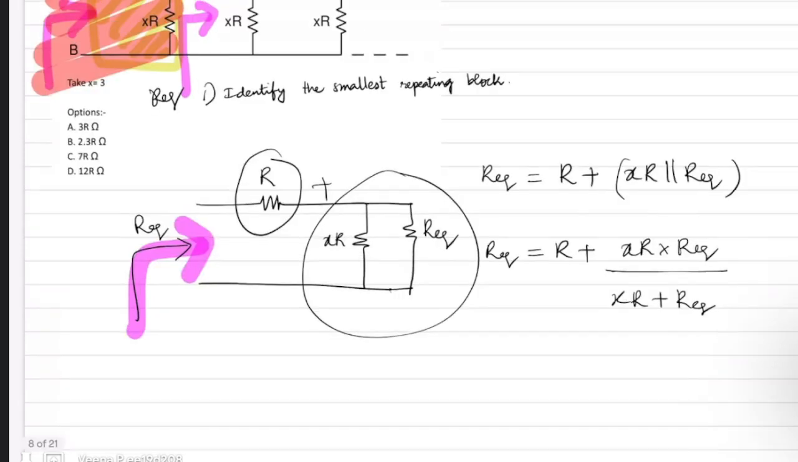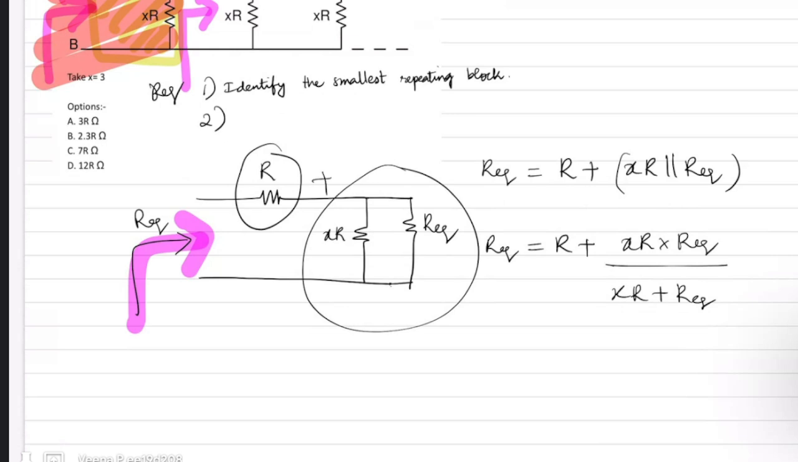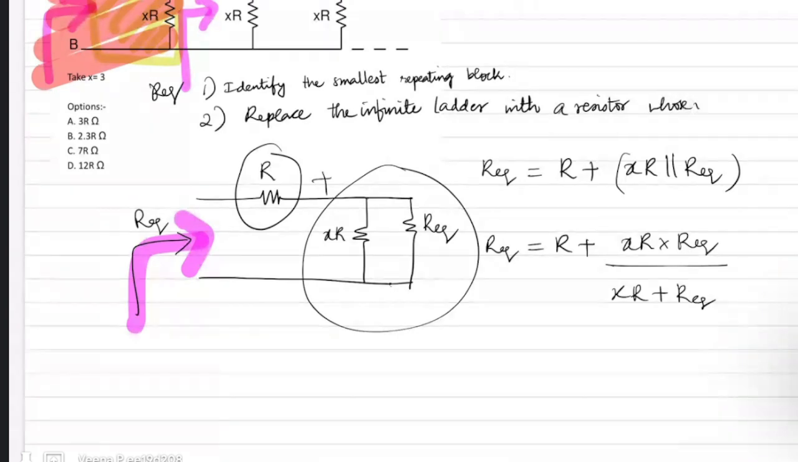So the second step in the infinite ladder is to replace the infinite ladder with R equivalent, or with a resistor whose value is R equivalent, along with the smallest repeating block.